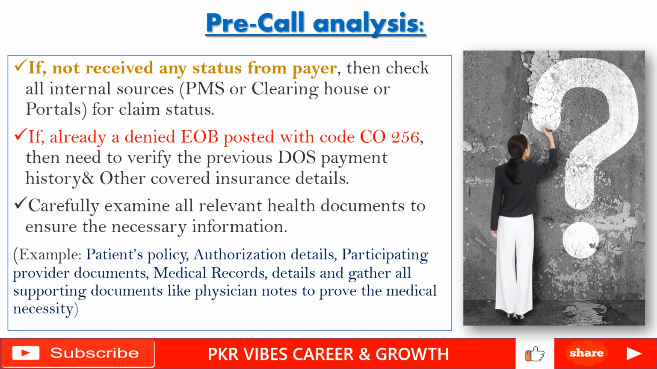At that time, what kind of proofs do we have? For example, if we have a participating provider document, then we should attach those participating provider documents to prove the medical necessity and get the payments from the insurance companies. Like that, we should verify as a pre-call analysis whether we have all relevant or necessary documents to prove the medical necessity to the insurance company. These are the pre-call analysis steps before calling the insurance company on this CO256 scenario.